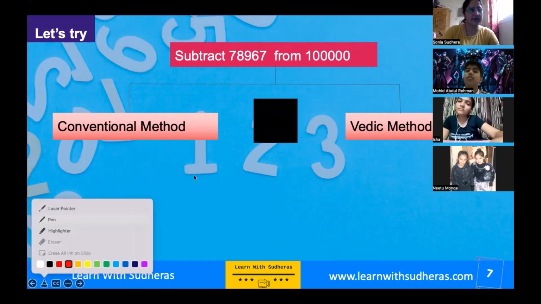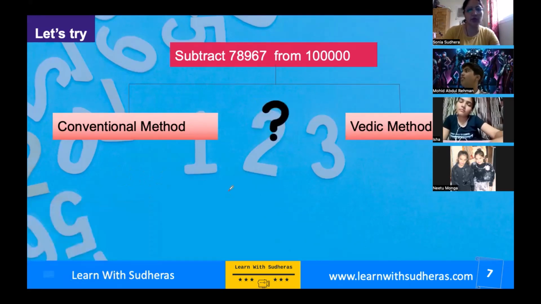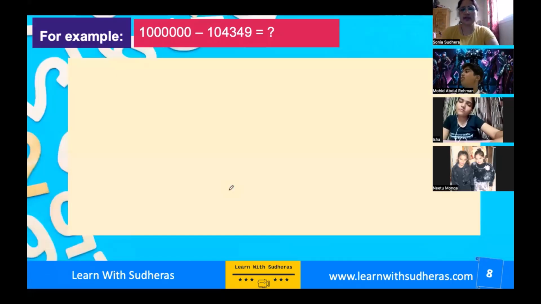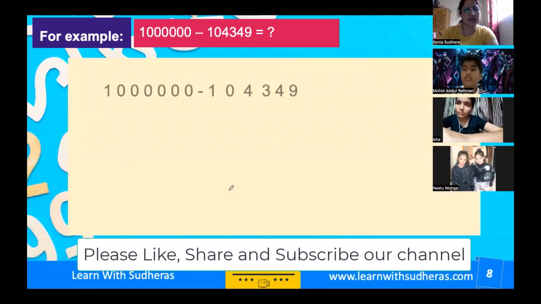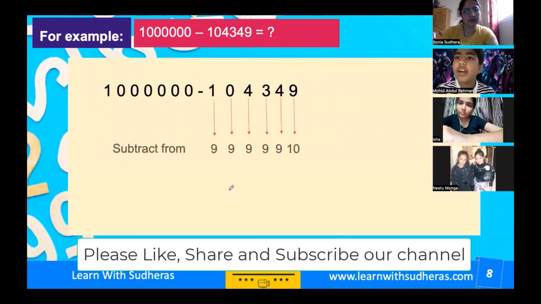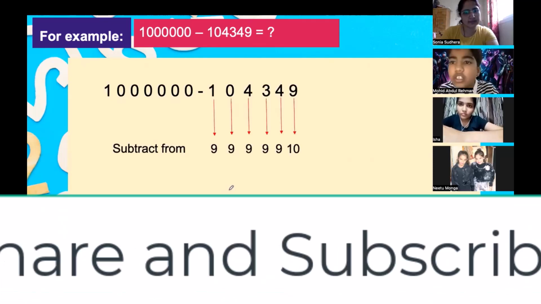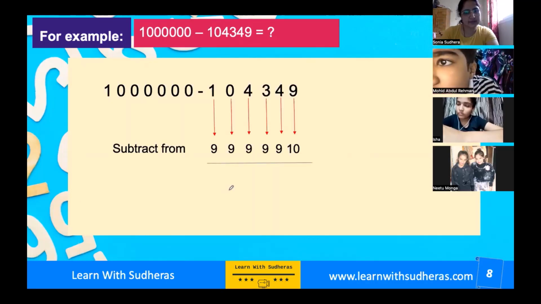Then I think I need to go ahead. Now, next question. Yes, Mohit, can you tell me the answer? The answer is 900. Next. You can see my screen. You need to do it orally. No need to write. Just tell me the answer.